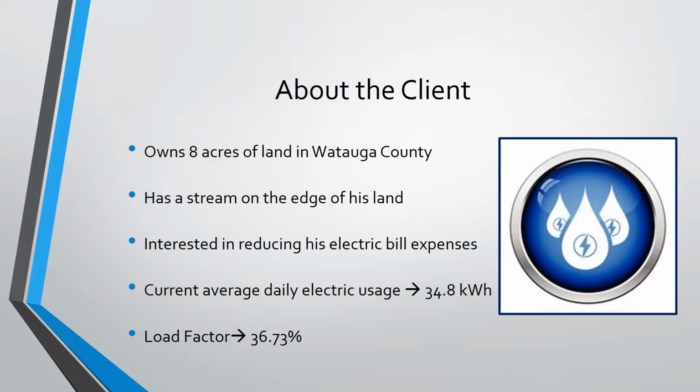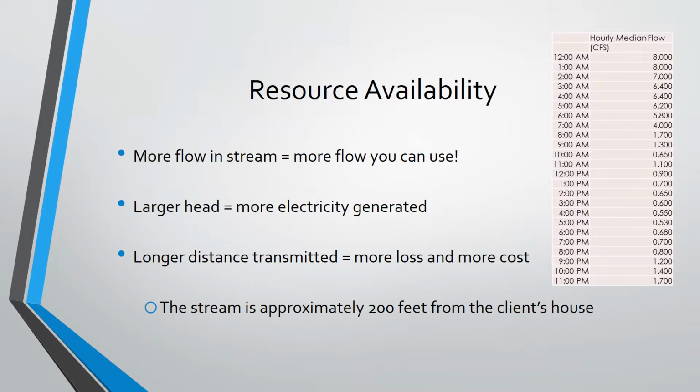His current average daily electric usage is 34.8 kilowatts per hour, and his load factor is only 36.73%, which means his efficiency can be improved. If he can find a way to get his load factor up to a higher percentage, he will be able to decrease his costs, which is what he's looking for by contacting us.